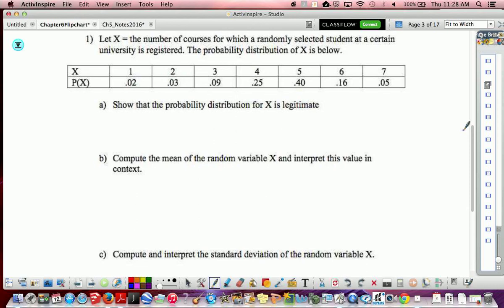Wow, 7 courses, that's crazy. I think the most I ever took at one time was maybe 5. I'm trying to think if I ever took 6. No, I could remember taking 5 though.